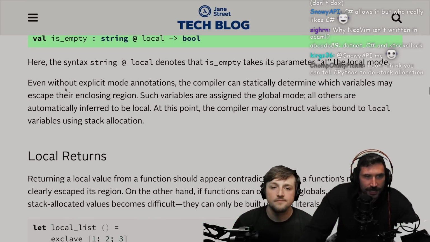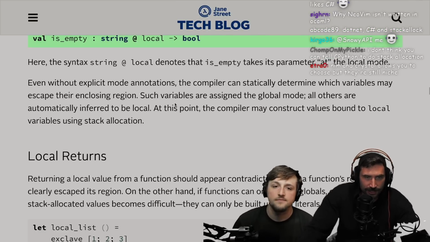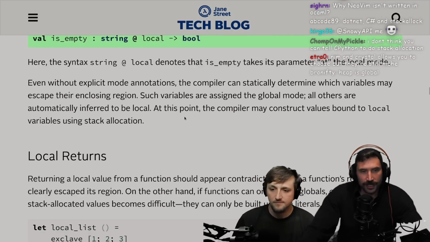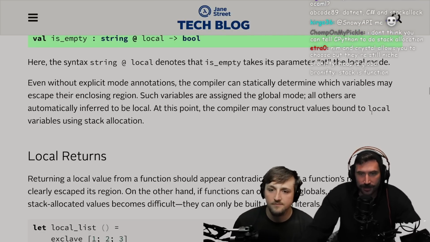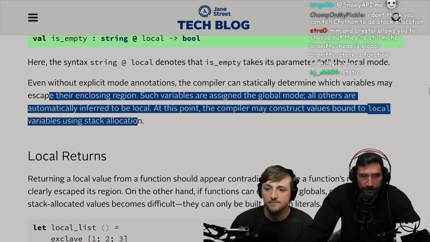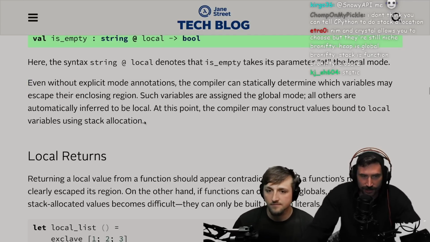Oh, actually, hold on. So even without explicit mode annotations, the compiler can statically determine which variables may escape their enclosing region. Such variables are assigned the global mode. All others are automatically inferred to be local. At this point, the compiler may construct values bound to local variables using stack allocations. So this would also allow for faster compilation because it doesn't actually have to do a full exhaustive search. It just has to be like, do you escape? Oh, you escape, you're global.